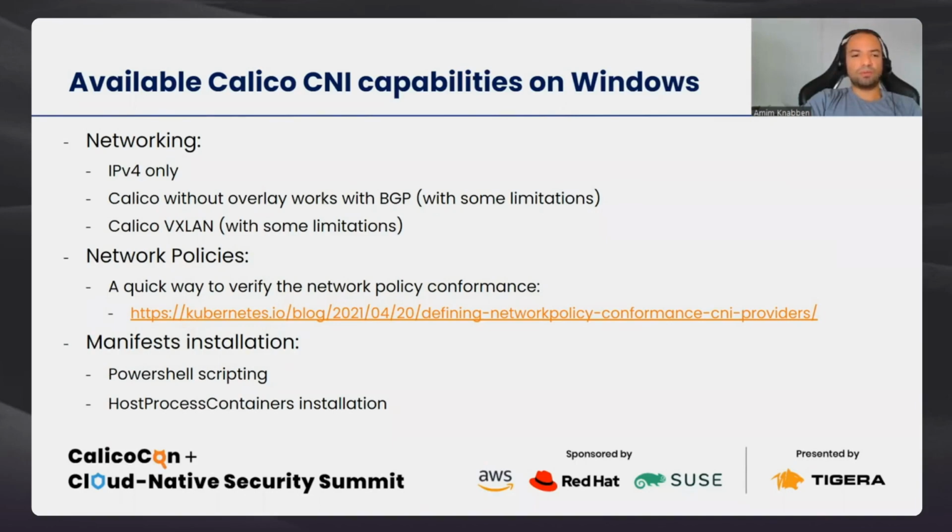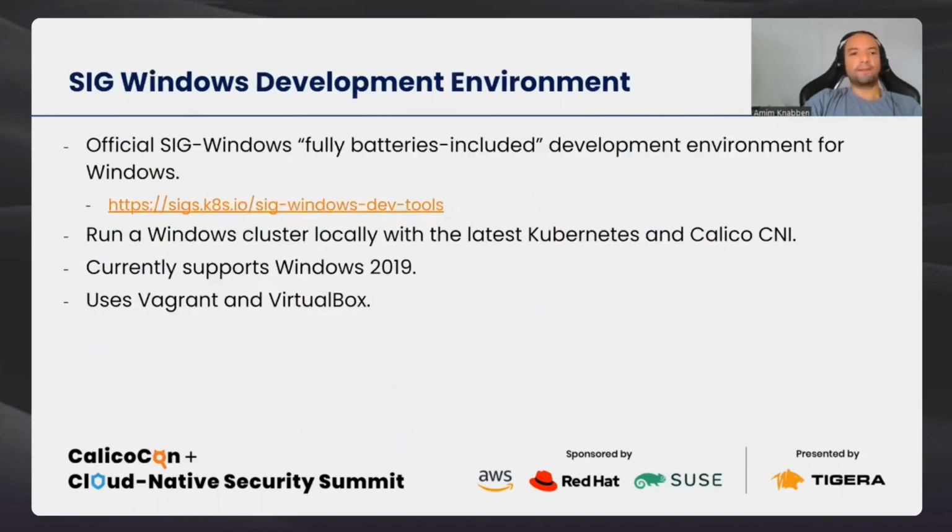To finish up, we have the manifests installation. You can install Calico on Windows in two ways. First one is the PowerShell script. So you can run a PowerShell script to install Calico. And the next one is a host process container installation. That's easier to install and straightforward.